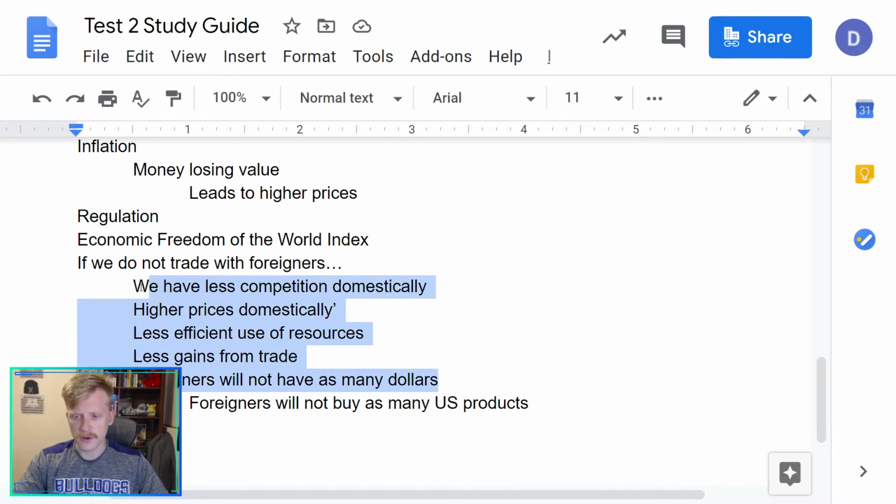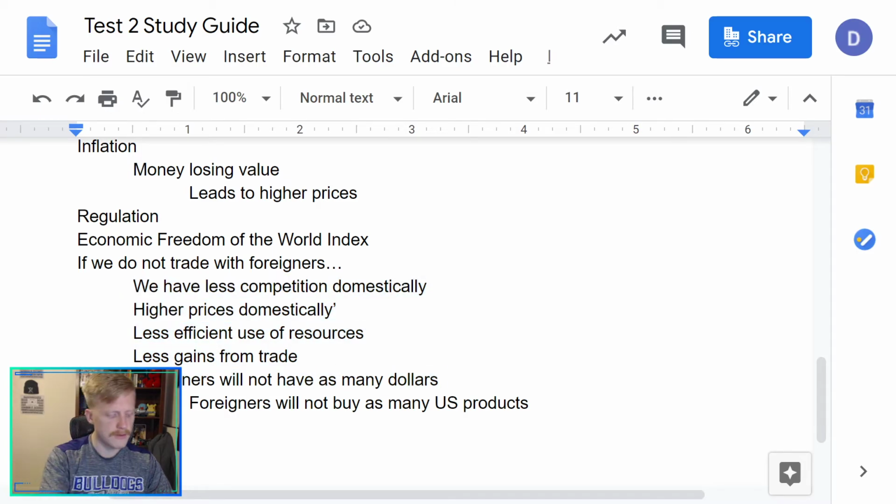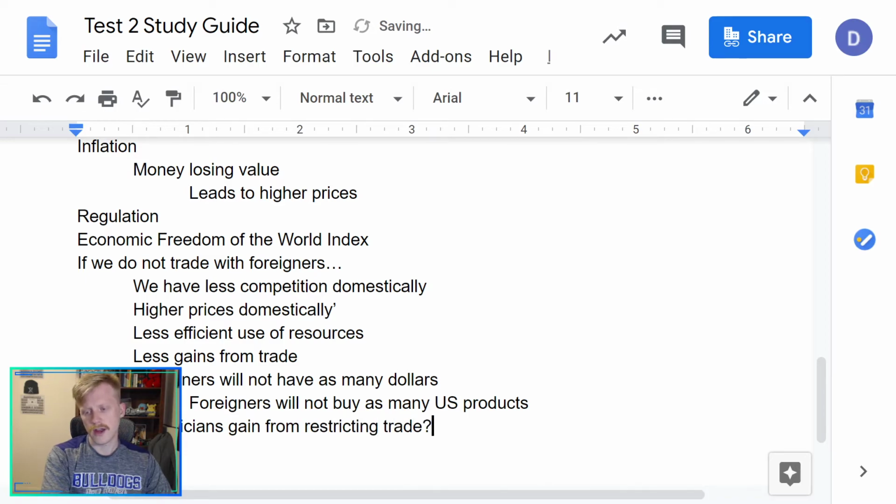So we talked a lot about in this class why, oh my goodness, when we don't trade with foreigners, all these bad things happen. So why is it that trade barriers, trade restrictions will come in? If trade restrictions lead to all of these bad things, why do trade restrictions come in? That's because politicians can gain from them. So how can politicians gain from restricting trade? Well, they gain the support of a special interest.